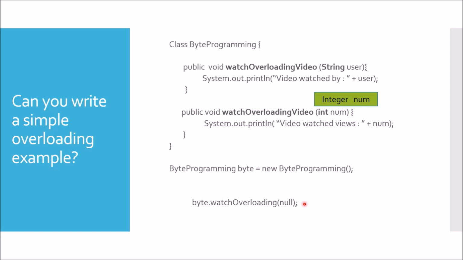If you answer this question, I would just change the parameter to byte.watchOverloadingVideo(new ByteProgramming). Now here again comes the twist I have seen in many interviews. The previous question is answered perfectly by many candidates, but when I asked this question, again they got confused. That's why I earlier told you, if you know the concept of data type, what is object data type, what is primitive data type, whether it is null or you can pass any object parameter, you could easily answer this.